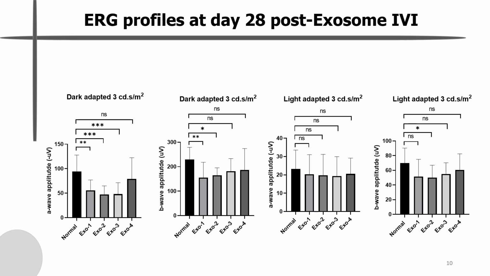These are the ERG profiles at day 28 post-exosome injection. ERG is used to assess retinal function, particularly photoreceptor and inner retinal activity. Here we found that in the dark adapted condition, the A wave and B wave of EXO1 and EXO2 are reduced compared to the normal group, but EXO3 and EXO4 show no significant change compared to the normal. In the light adapted condition, the A wave and B wave show no significant change compared to the normal group.